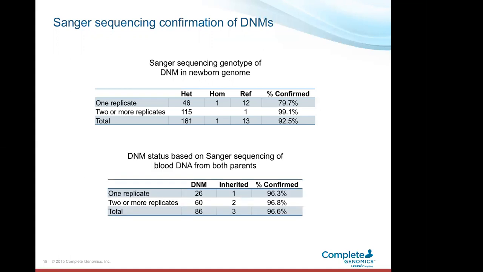The next step was to confirm the de novo mutation status for these heterozygous mutations. And out of the 89 successful Sanger sequencing trials, only 3 of them were found to be inherited, showing a low false negative rate of the parental genome variant calls.